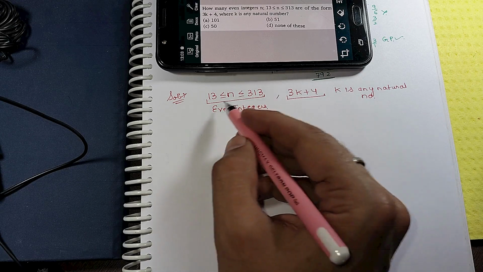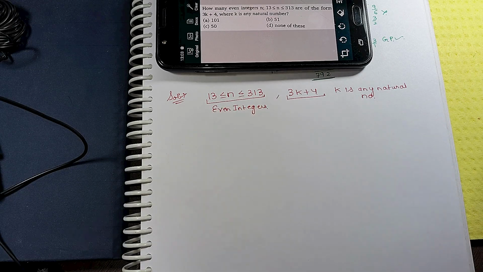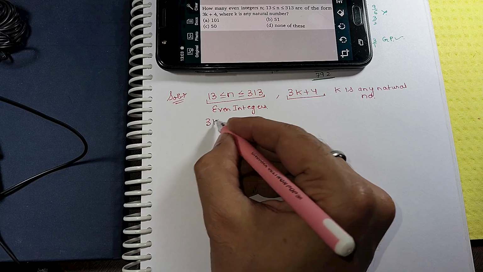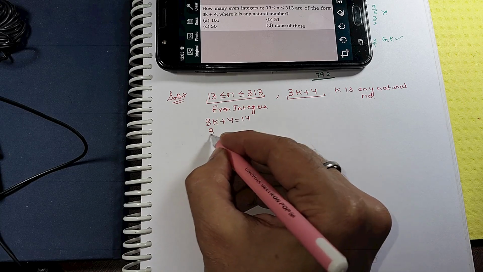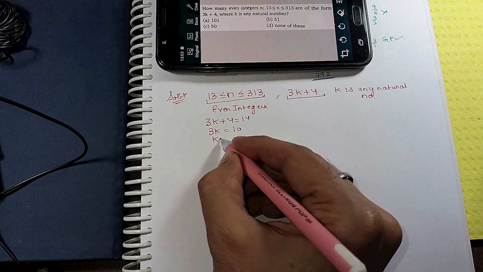Now first of all, the first even number after 13 is 14. So we'll try 3k plus 4 equal to 14. This gives 3k equal to 10 and k equal to 10 by 3.